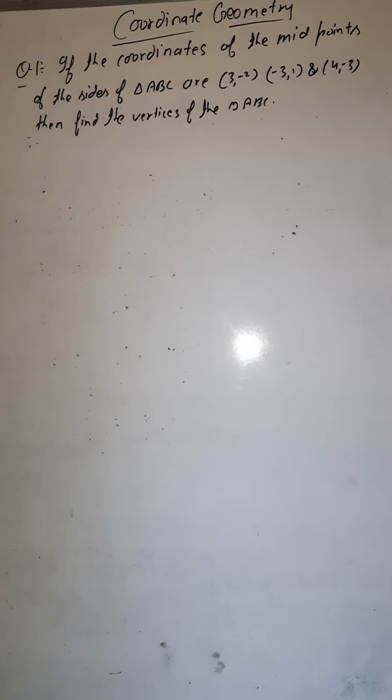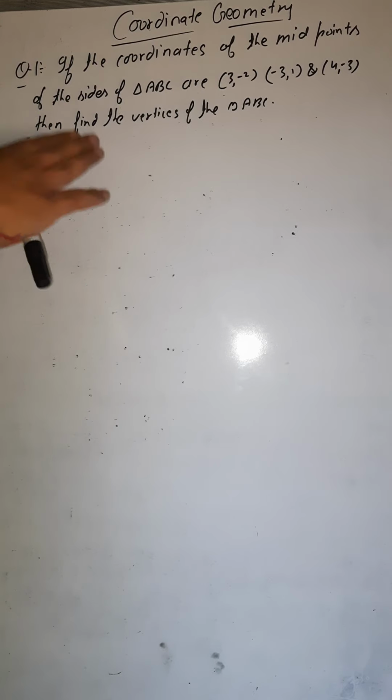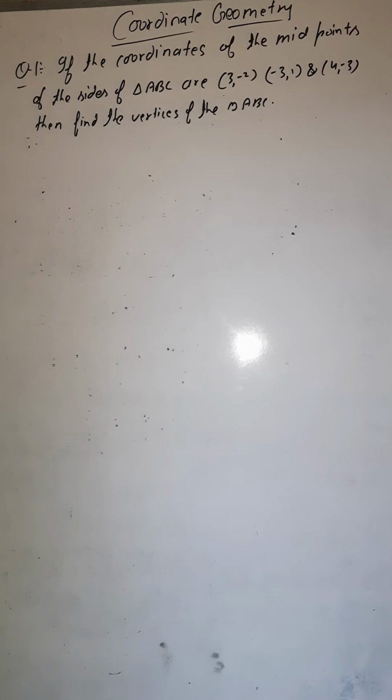So I have some new questions here. The first question is: if the coordinates of the midpoints of the sides of triangle ABC are (3, -2), (-3, 1), (4, -3), then find the vertices of the triangle ABC. That means you have to find the vertices of triangle ABC, and the coordinates of the midpoints of all the sides have been given to you.